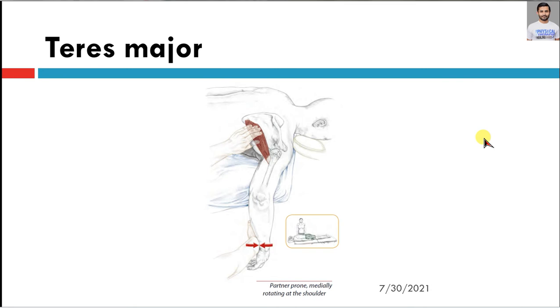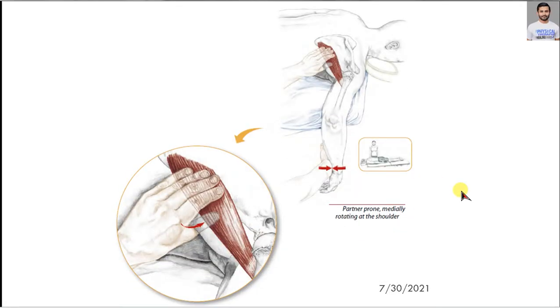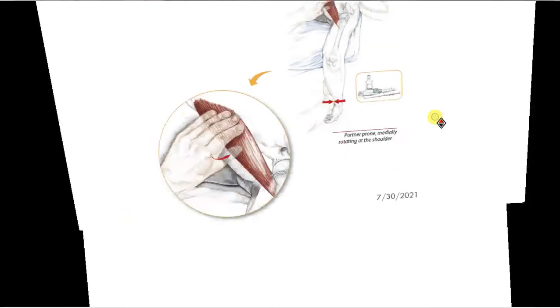Teres major is a small muscle as compared to the latissimus dorsi, and it lies a bit deep to the latissimus dorsi. So you ask your partner to perform a medial rotation, and then you resist the medial rotation in prone position, and it makes the teres major a bit prominent. Here you can again see the activating fibers of teres major, and they become more prominent when you are resisting them.